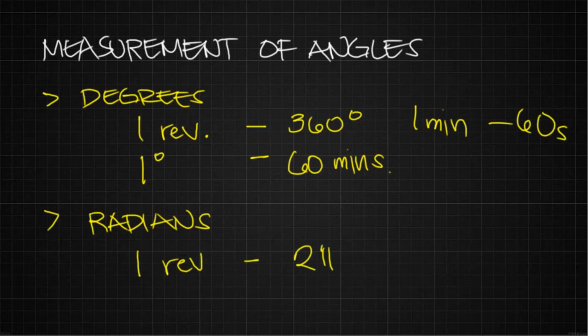Now for radians. Here, one revolution of a half line on its endpoint is equal to 2 pi radians, and pi is equal to 3.1416 and so on. And based on that one, half revolution is equal to pi radians. Now let's convert 450 degrees into radians.